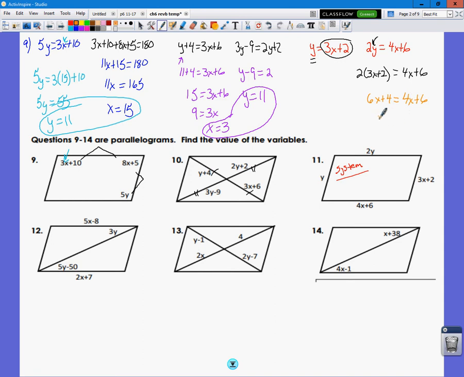Subtracting 4x from both sides, 2x plus 4 equals 6. Subtracting 4, 2x is equal to 2, so x is 1. If I come back up here, I can plug that 1 in. Y is equal to 3 times 1 plus 2, so y is 5. In this case, x is 1, y is 5.